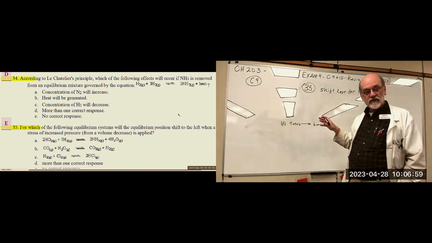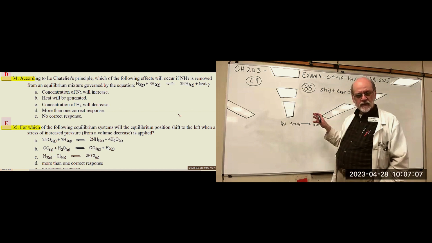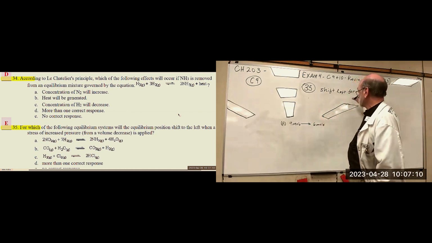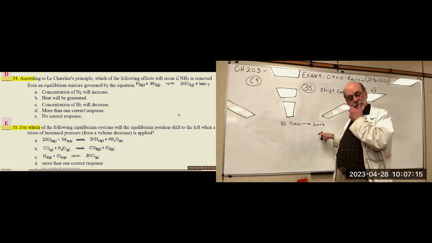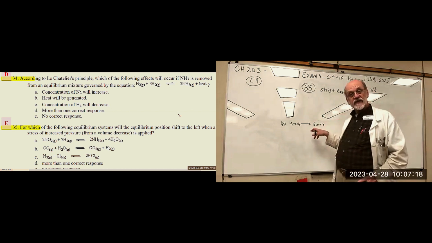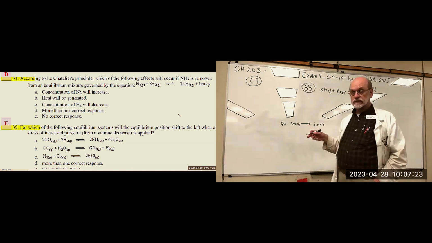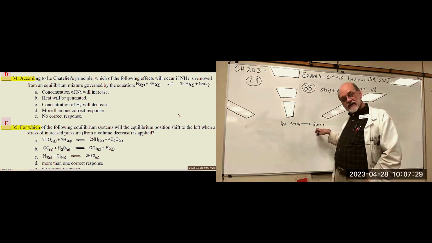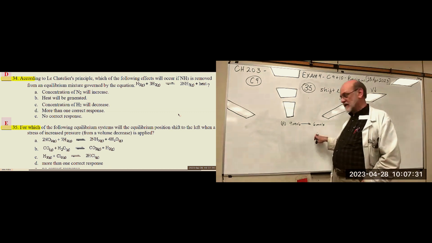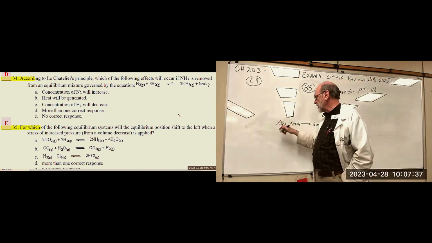If we increase the pressure by decreasing the volume, then this one is going to shift to a smaller number of moles. We're increasing the pressure. Its response is to try to decrease the pressure. And you do that according to Avogadro, by decreasing the number of moles of gas. So this one would shift to the right. Shift left, no. This one shifts right.